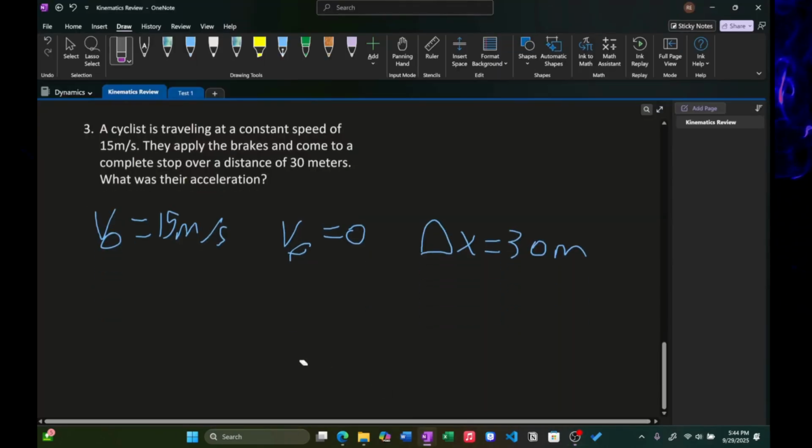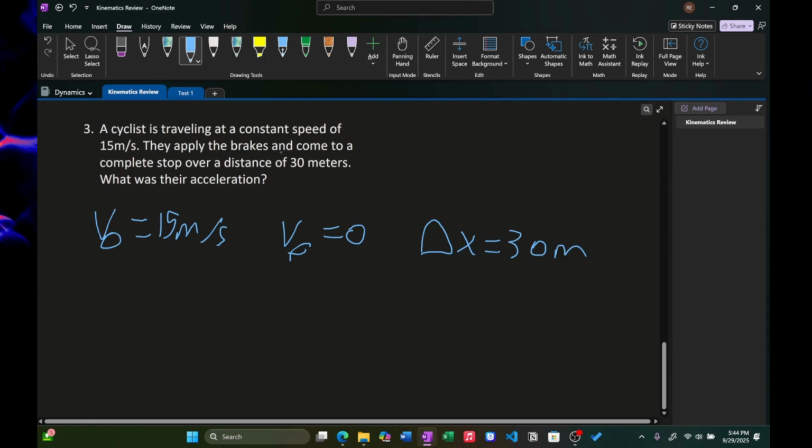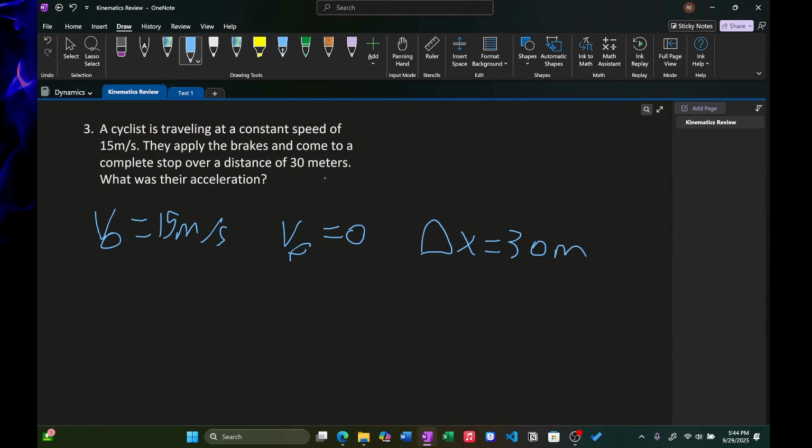For our third example, a cyclist is traveling at a constant speed of 15 meters a second. They apply the brakes and come to a complete stop over a distance of 30 meters. What was their acceleration? We know their initial velocity is 15 meters a second, which was given right here. Final velocity equals 0 because they come to a complete stop. And their delta x is 30 meters, because they come to a complete stop over a distance of 30 meters.